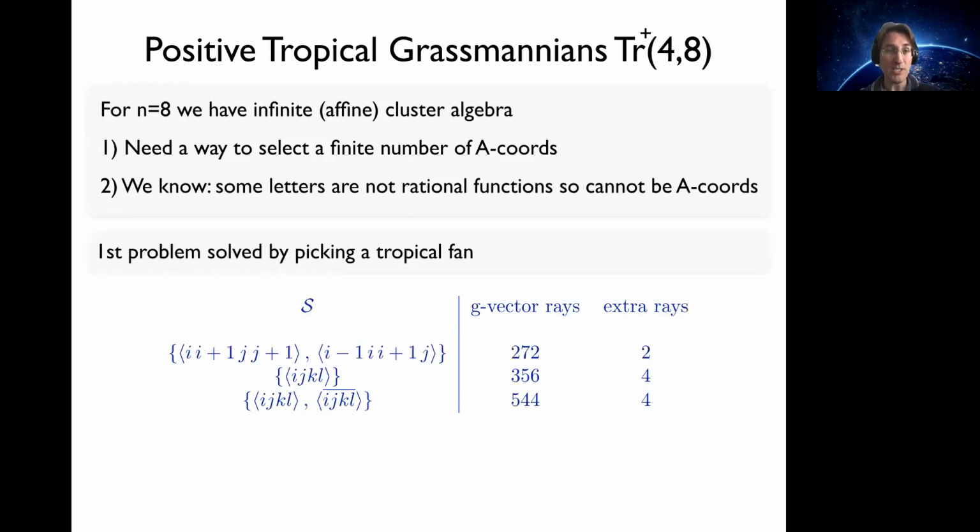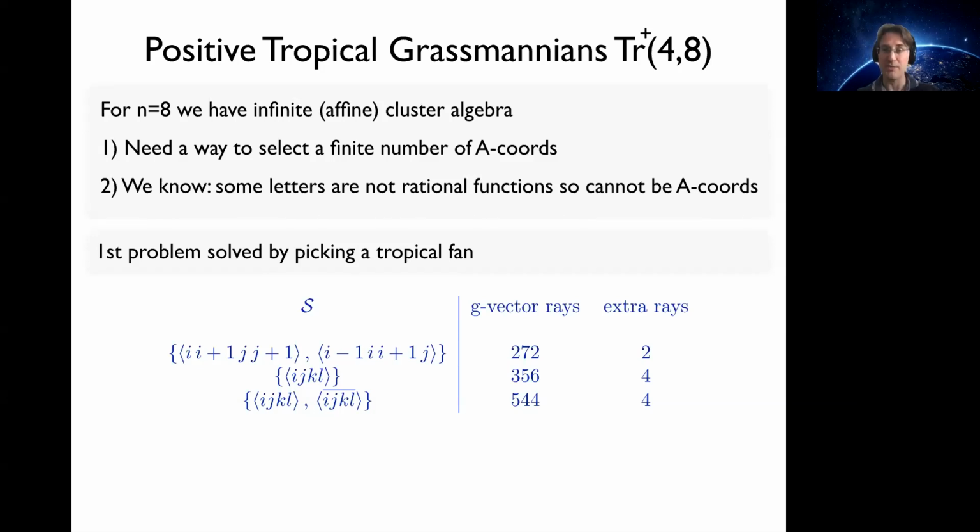So the first problem can be solved by picking a tropical fan. So if I pick some set S of objects to tropicalize, minors or A coordinates, I will get some finite object with a finite set of rays. So here are 3 natural fans that you might pick: the maximal parity invariant subset of minors, all the minors, that's the Speyer-Williams case in the second line, or the parity completion of all the minors, that's the third line. When you do this, you find a fan, and the number of rays of the fan now depends on which choice you picked.